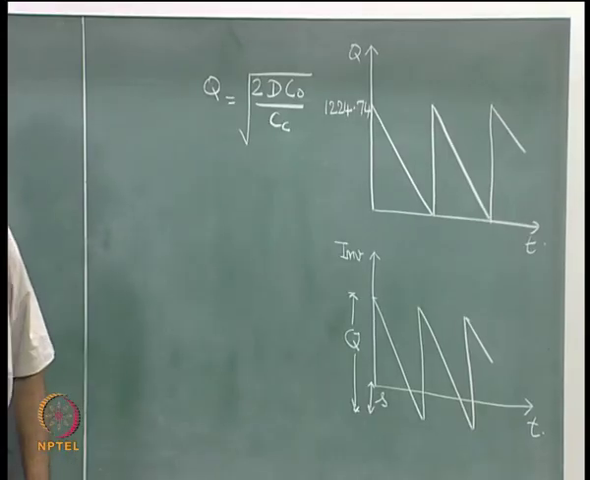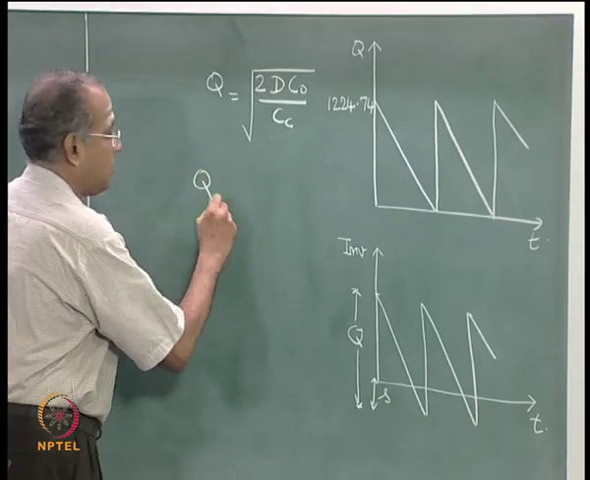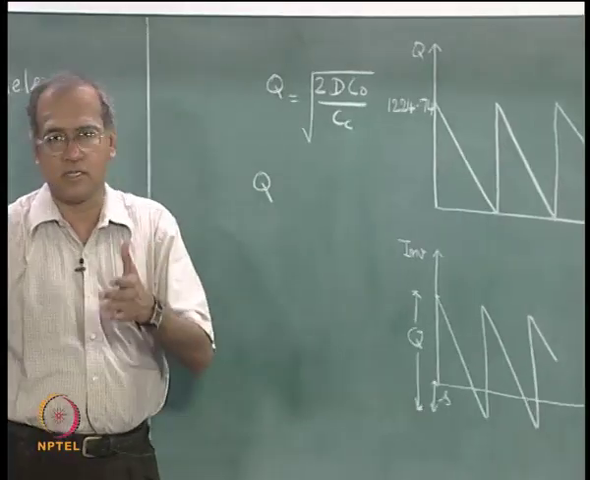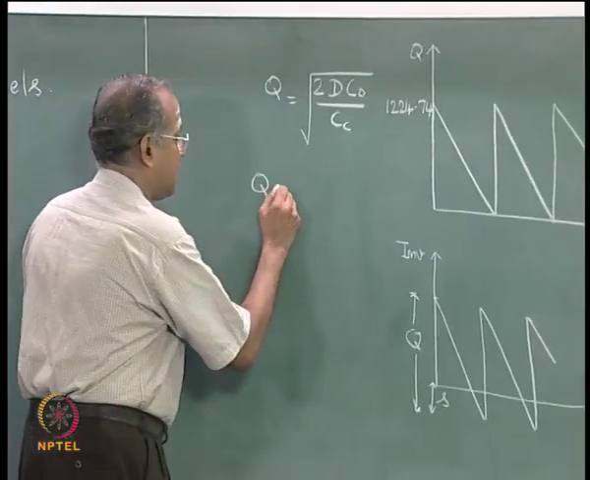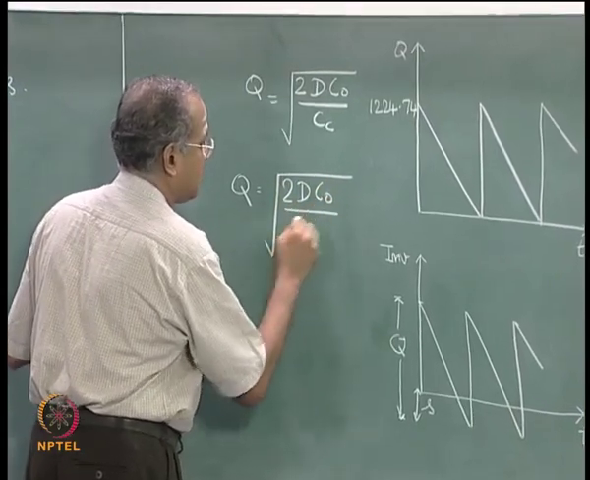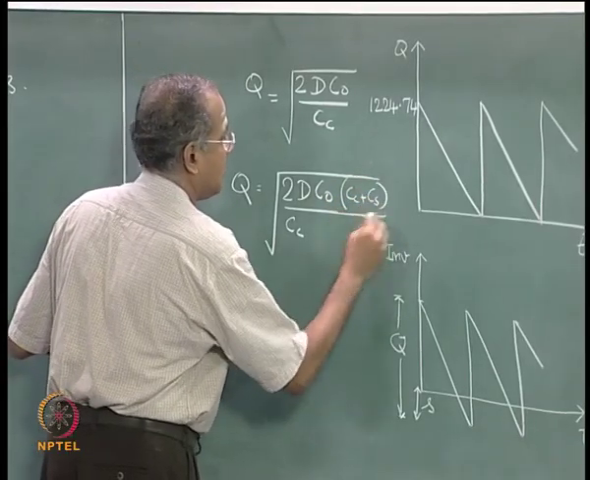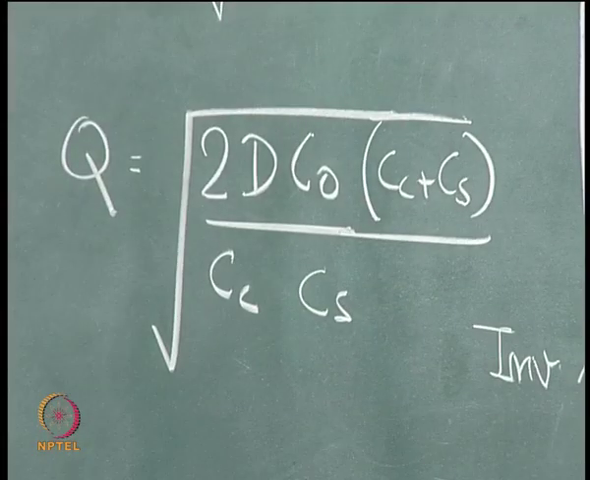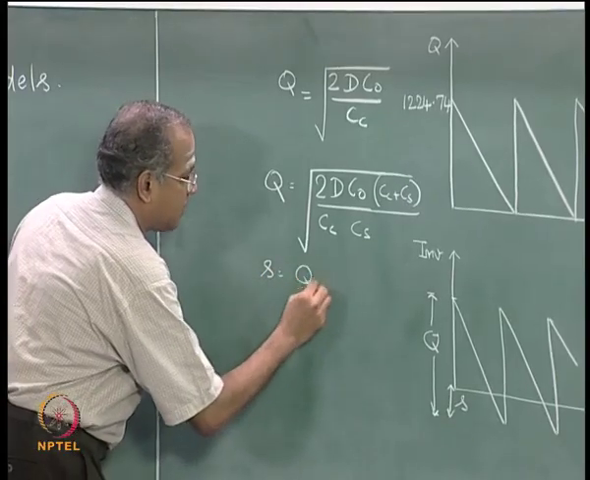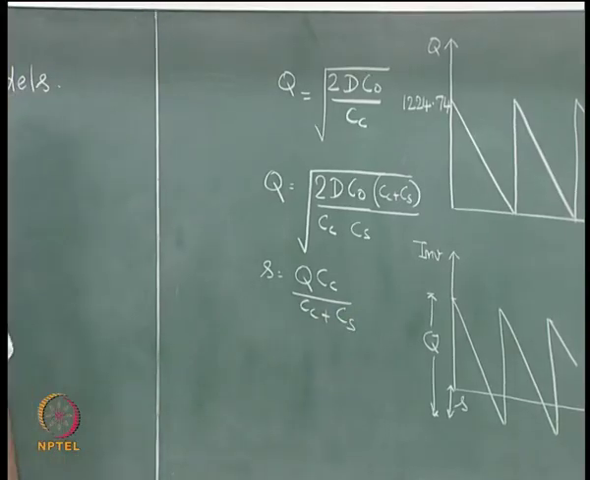There are two variables, and then the formula for economic order quantity Q under the assumption of back ordering with the back order cost of Cs is given by Q is equal to root over 2 D C naught by Cc into Cc plus Cs divided by Cs, and S, which is the back order level, is given by QCc by Cc plus Cs.